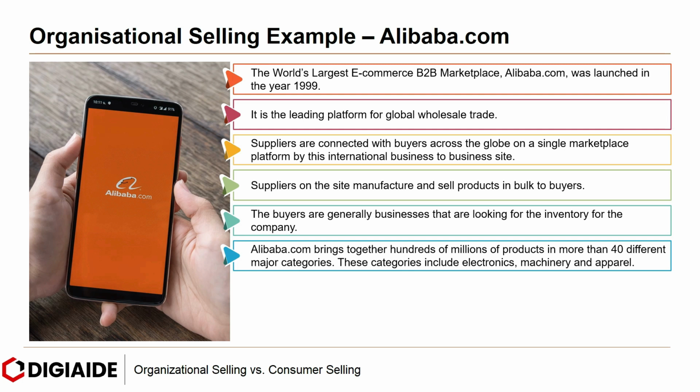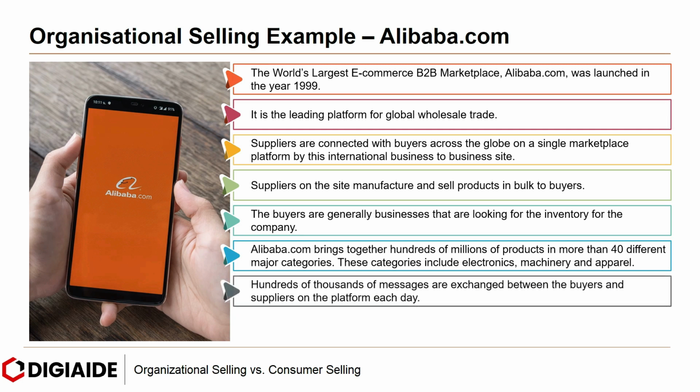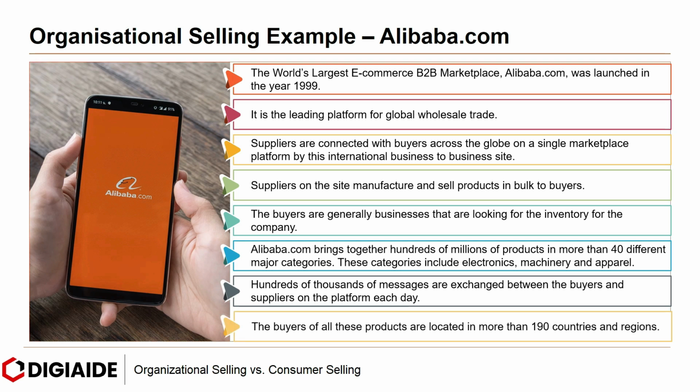Alibaba.com brings together hundreds of millions of products in more than 40 different major categories. These categories include electronics, machinery, and apparel. Hundreds of thousands of messages are exchanged between the buyers and suppliers on the platform each day. The buyers of all these products are located in more than 190 countries and regions.